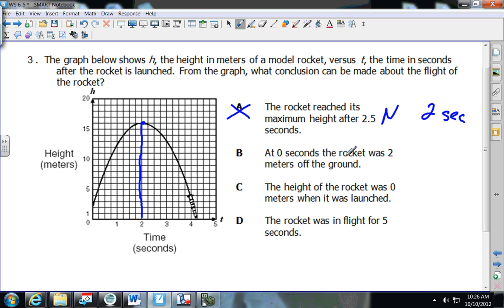At 0 seconds, the rocket was 2 meters off the ground. Well, let's see. 0, 1, 2, 3, 4, 5. Sure enough, it looks like it could be it. It's right here at the very beginning. This could be it. Let's look at the next ones. The height of the rocket was 0 meters when it was launched. Well, that's not true, because 0 meters would be down here when it starts. The next one says the rocket was in flight for 5 seconds. Well, it started at 0 and it came down just a little bit after 4, so that is not the right answer. The answer should be B.